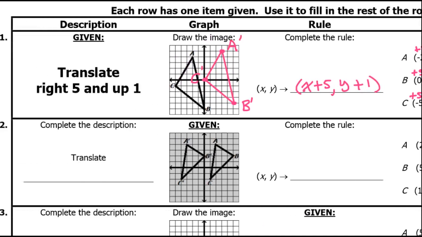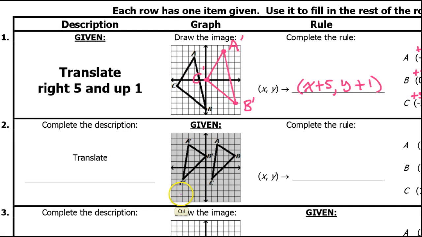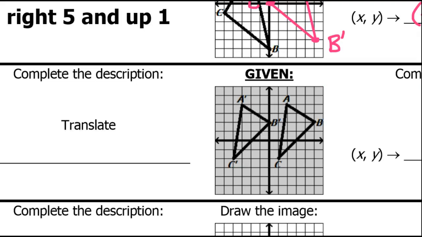All right, let's take another look. This time they are asking us for a description of the translation. Well, let's pick a point and see what happens. So here is point A, and here is point A prime. So if we move point A to point A prime, it is clear that we are moving to the left. And this is going to be left 5.